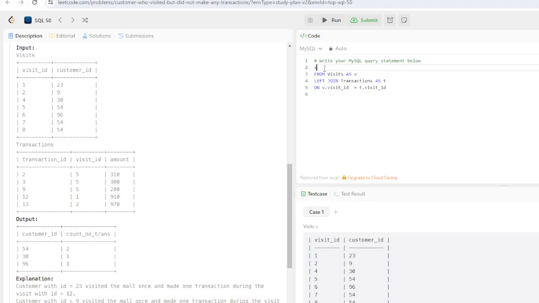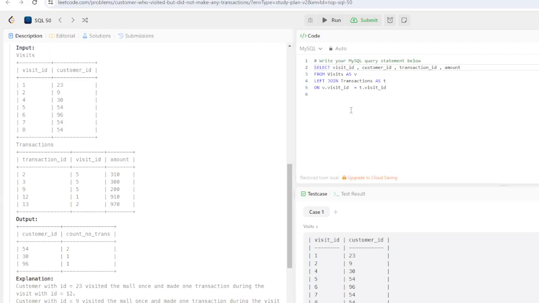And now to retrieve the records we have to use the select statement. So what do I need to select? Let me say I am selecting everything to show you, so that you understand it better. I want visit id. I also want customer id for now, and I also want transaction id, and the amount, right?